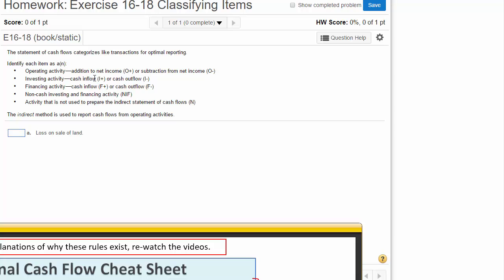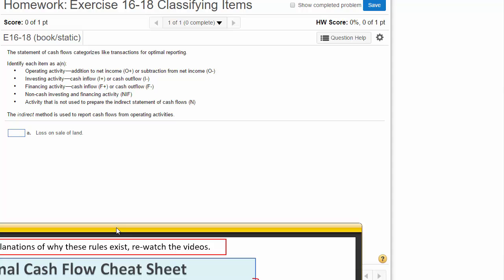Investing activities will be I with a plus or minus. Financing activities will be F with plus or minus. Non-cash investing and financing is NIF, N-I-F. An activity that is not used to prepare the indirect statement of cash flows is an N. So remember, we're doing the indirect method.